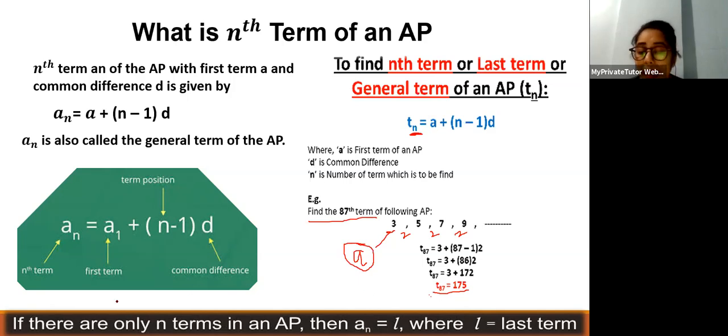If there are only n terms in an AP, then An is equal to L, where L is the last term. So n terms means the list of numbers is a finite AP. In that case, An, that is the nth term, will be the last term, L.